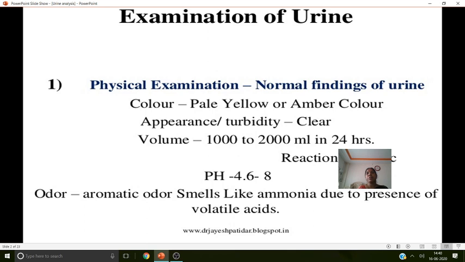We have already discussed the normal findings, such as the normal urine color. Let us go back again. Color: pale yellow or amber, as you know. Appearance or turbidity: clear. Volume of the urine is 1000 to 2000 ml in 24 hours. The reaction of the urine is acidic, and the pH value is 4.6 to 8. And the odor is aromatic, and it may smell like ammonia due to the presence of volatile acids. So these are some of the normal physical characteristics of the urine.